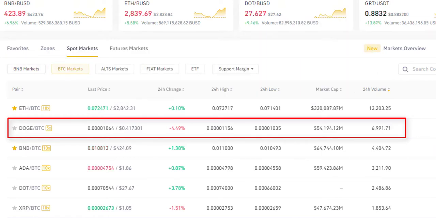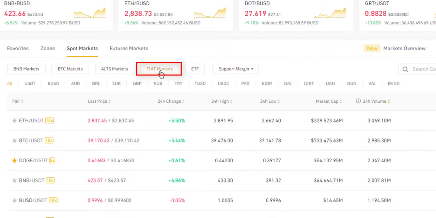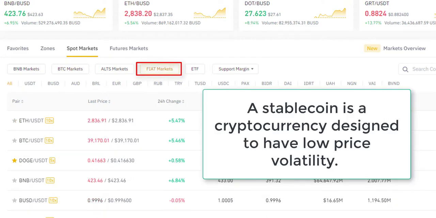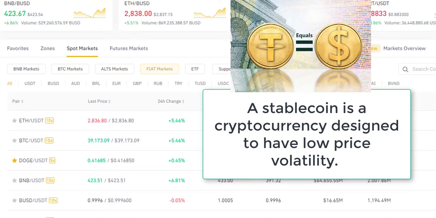So as a beginner, what I like to do is use fiat markets or stable coins. These are coins such as USDT and BUSD, which are equivalent to the US dollar. You can use that coin to buy Dogecoin, as you can see here. If Dogecoin goes up by 50% and you want to cash out, you cash out to USDT, and that coin is not going to go up by 50%, but it's also not going to crash by 50% overnight. So what's good about this is it's stable.